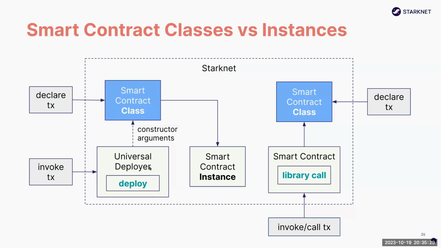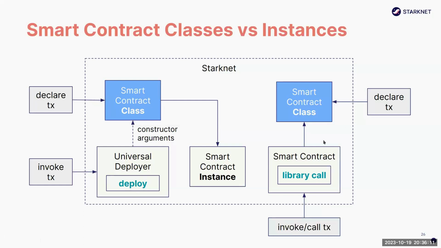After declaring, you have your smart contract class. Remember the class hash. Now we want to deploy, in this case, to generate an instance of our contract for us. This is where the universal deployer comes in, where you pass in your constructor parameters, which gives you your smart contract instance, right? So once you have your contract deployed, you can now invoke functions, and then call. You invoke by modifying state, or you read from state.